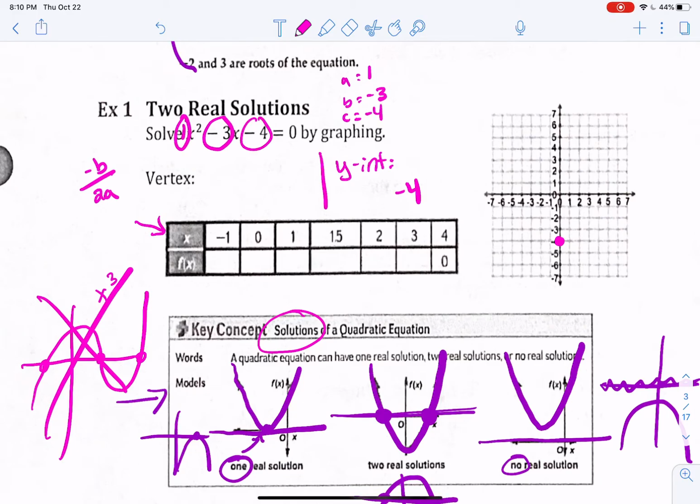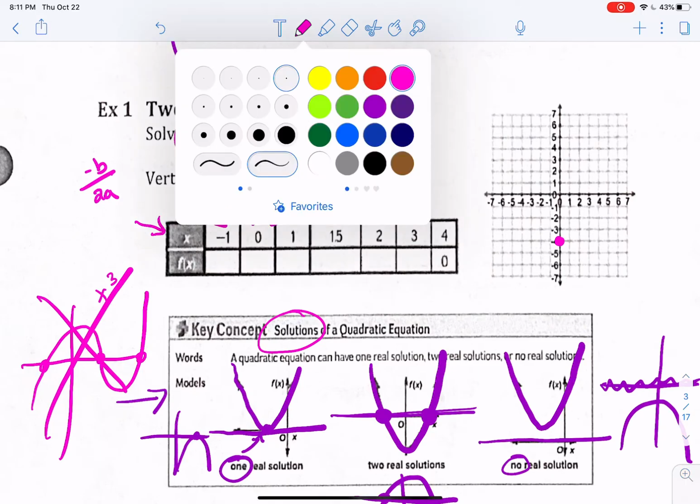So I have negative b over 2a, which is negative 3 over 2 times a, which is 1. All right, so that negative is going to turn to a positive. This is going to be positive 3 over 2. And if I divide that out, that is 1.5. Okay, 1.5 comma something.